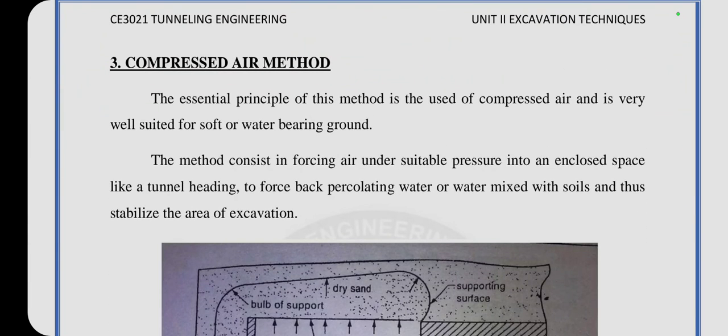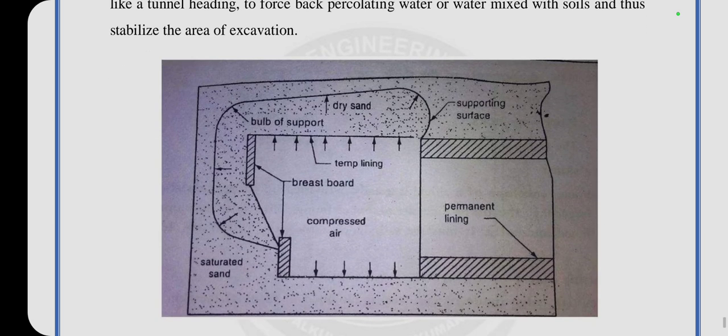Then the compressed air method. The essential principle of this method is the use of compressed air, and it is very well suited for soft or water bearing ground. The method consists in placing air under suitable pressure. Then the compressed air portion, then the permanent lining.